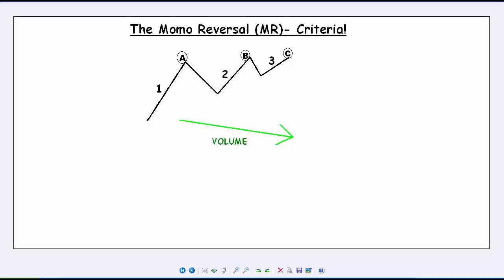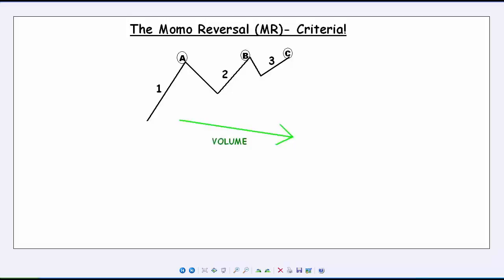So that's magnitude. And then finally we have volume, and we'll show this with some examples of live or actual trading price charts. But in a nutshell, volume should fall off over the pattern. So much the same relationship as pace and magnitude, declining volume in each successive wave.